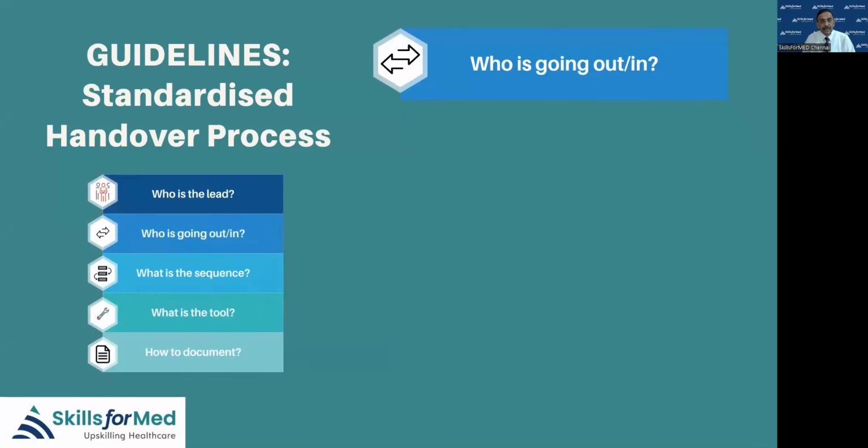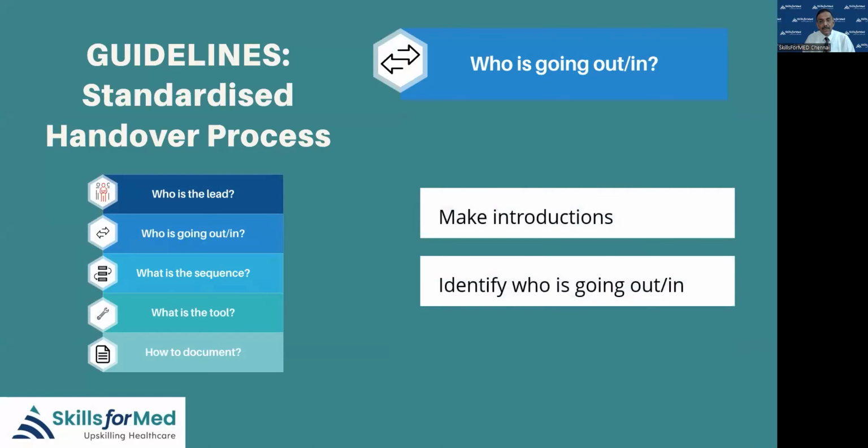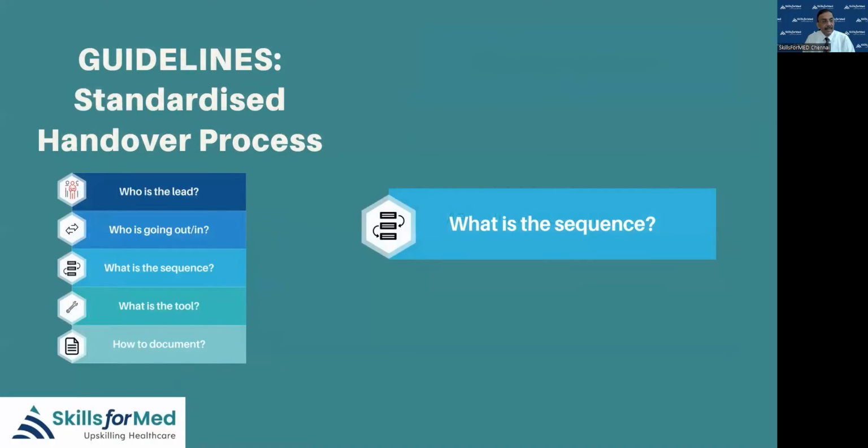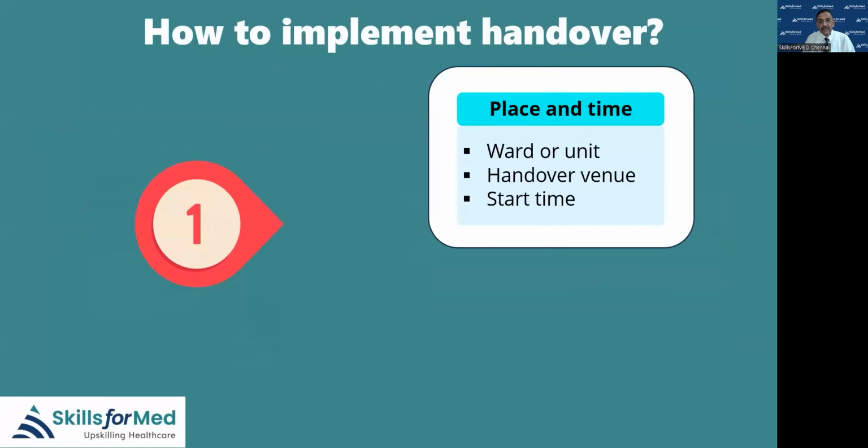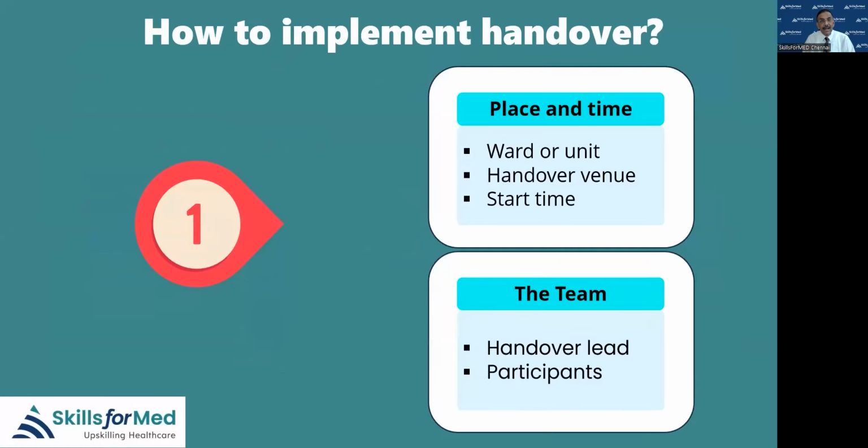Now, very important to document who is going out and who's coming in. So make the introduction, identify that, and document it. The next is what is the sequence? The first thing, as I already told you, is the place and time. So where it is happening, what is the venue, what is the start time, and the team, the handover lead, and the participants all should be assembled. That is step 1 of handing over.